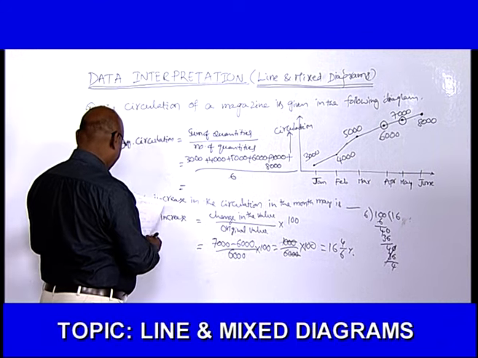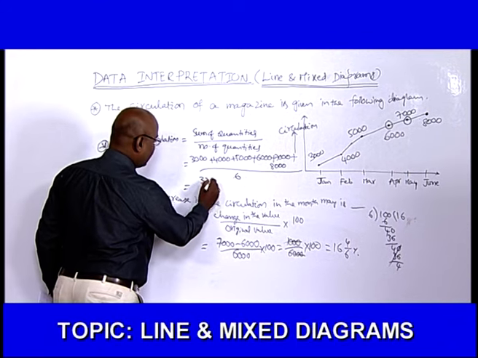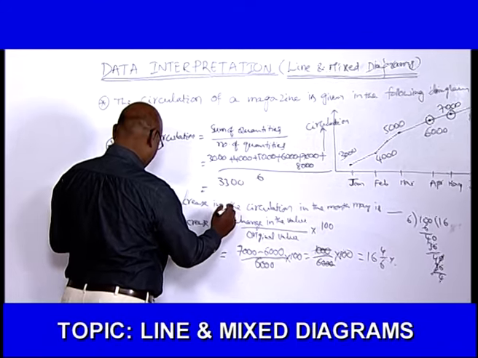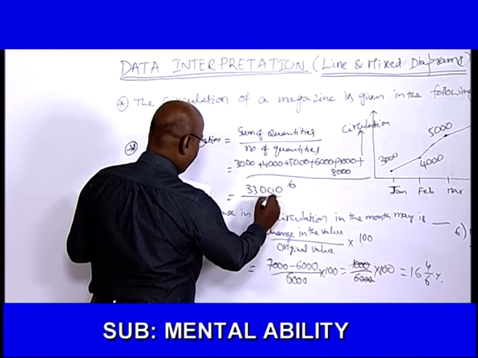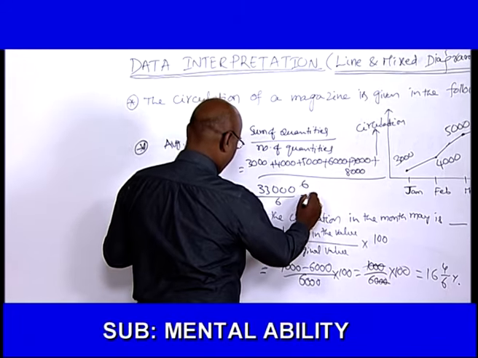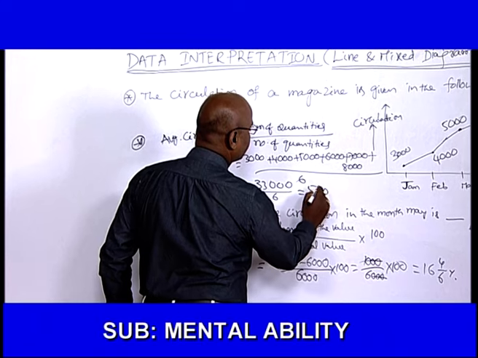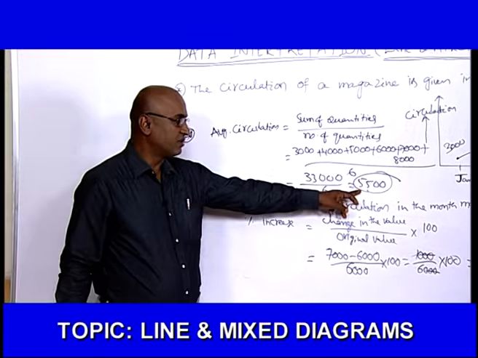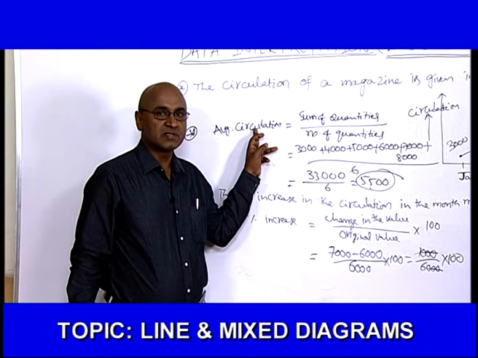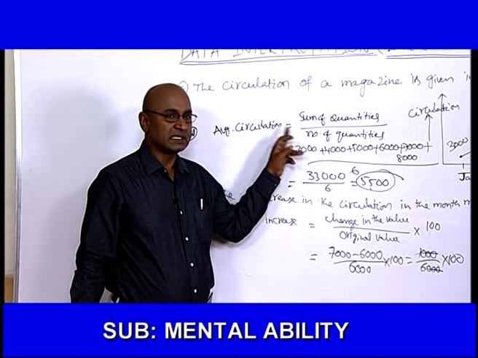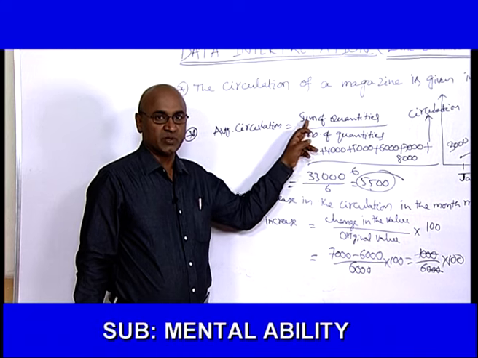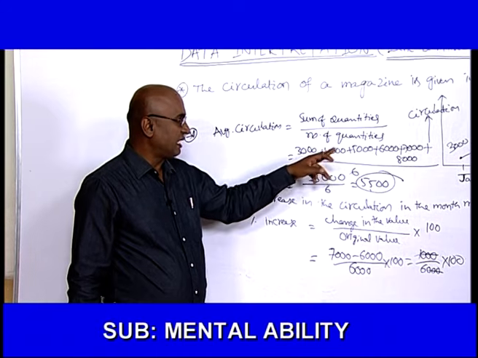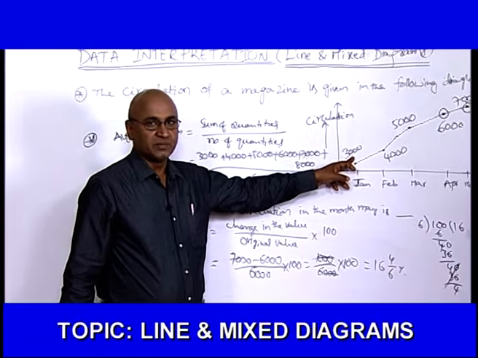Now the value is 33,000. 33,000 by 6 is equal to 5,500. So the average circulation of the magazine is 5,500. Average is equal to sum of quantities by number of quantities. Average is sum of the quantities by the number of quantities. Here the quantities are the circulation of the magazine, okay?